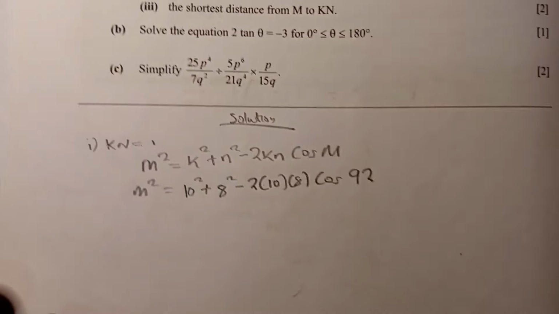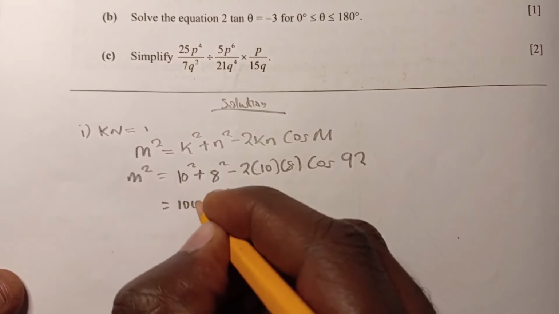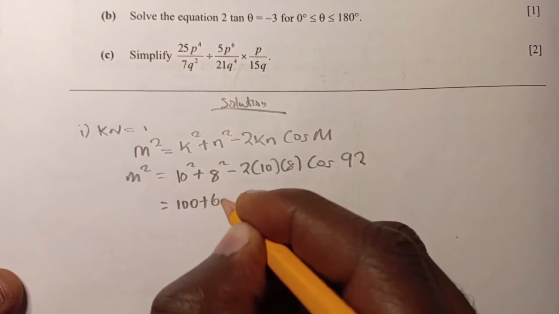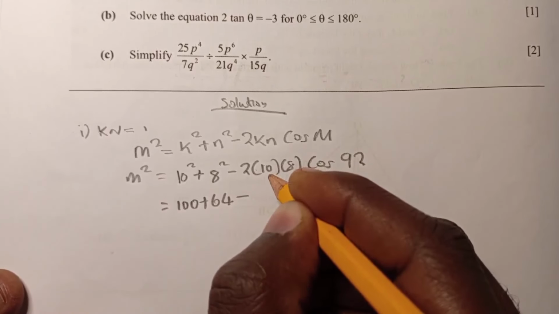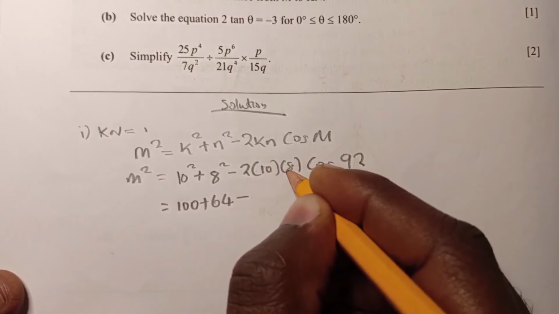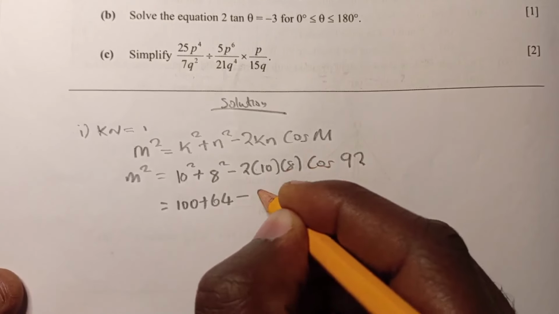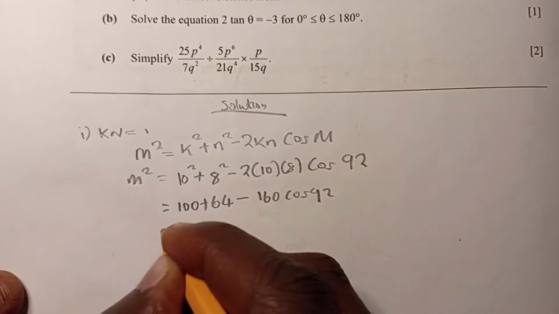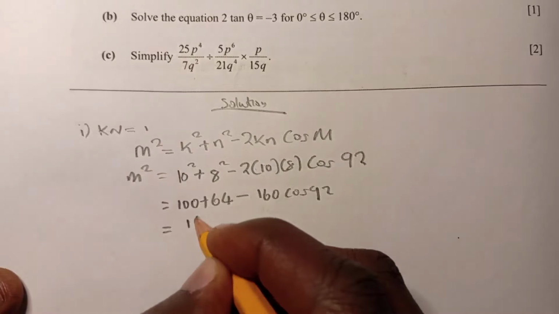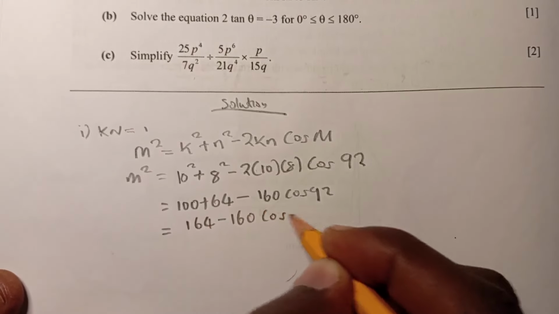Okay, simple as that. And you bring it down, so 10 squared will give us 100. 8 squared is 64, minus 2 times 10, or we can say 10 by 8, that is 80, and 80 by 2, what do you get? You get 160, that is cos 92. Then here you have 164 minus 160 cos 92.